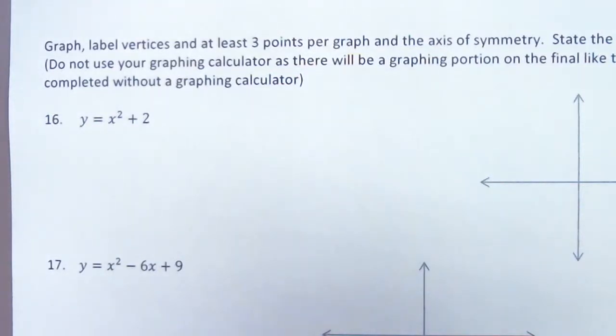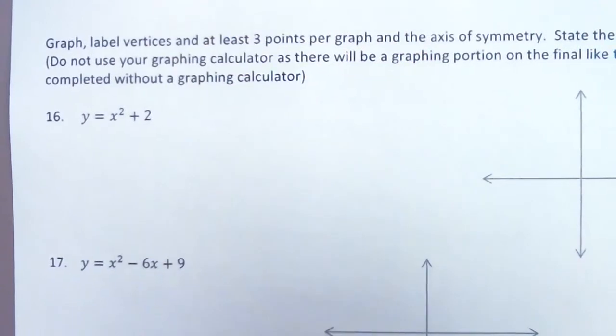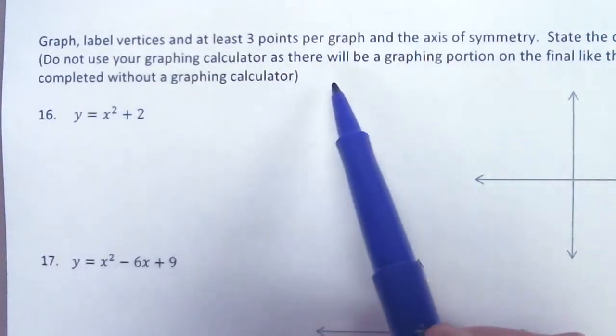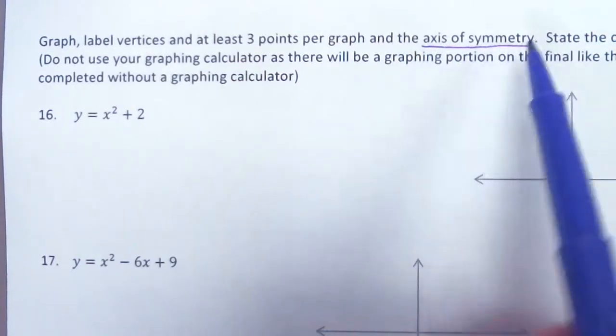Okay, this is the Algebra 2 Semester 1 final exam review. We're going to start with number 16 and go through number 19. Try and get all these graphing problems done all at once. In the instructions it says, label the vertices, 3 points per graph, and the axis of symmetry.